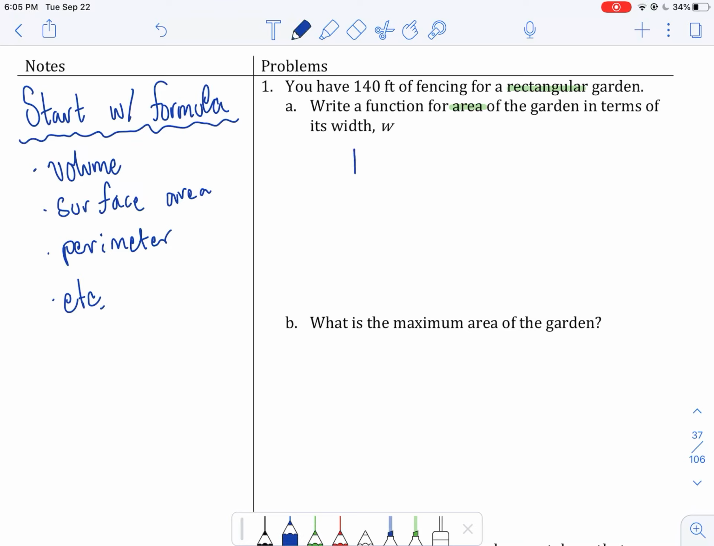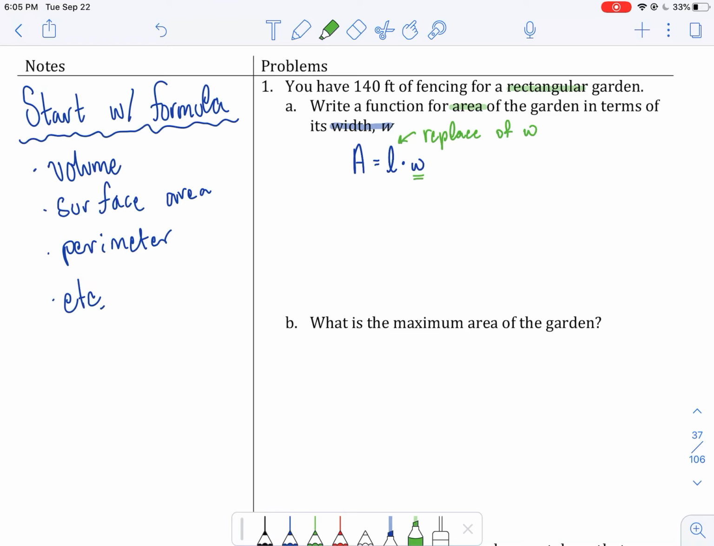So I'm always going to start with my formula. So in this case, A is equal to length times width. If it's a rectangle, that's the formula for area of a rectangle. And now here we can see it says in terms of its width W. And what that tells us is that W is fine here, but the length here we want to replace in terms of W.